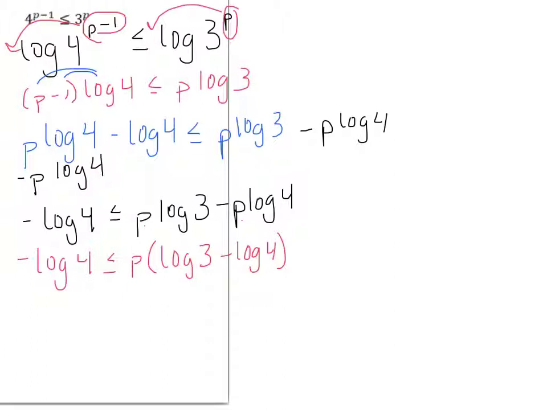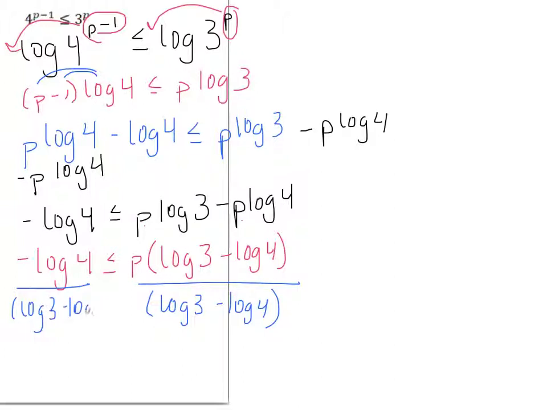Now from this point you can do a few different things. What I typically do when I solve these is I just take this and I divide both sides by the log of 3 minus the log of 4. And from there I figure out what my answer is. Some of you though will not put this into your calculator correctly. So your other option is to figure out what log of 3 minus log of 4 is first.